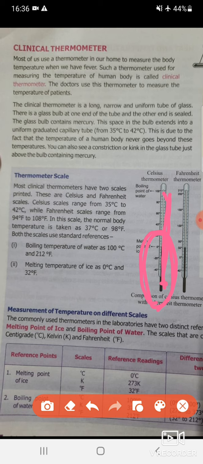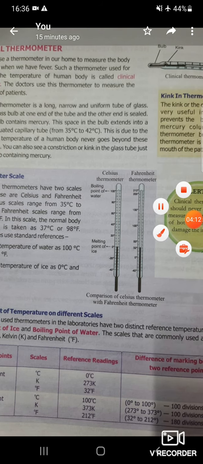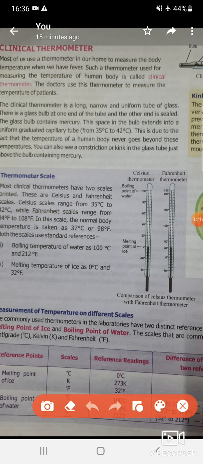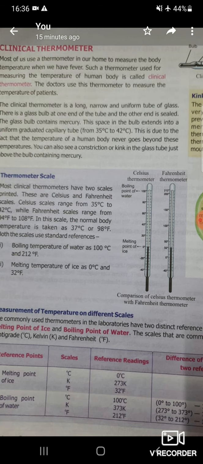Most clinical thermometers have two scales printed on them. One is the Celsius and another one is the Fahrenheit. Now the Celsius scale ranges from 35 degrees Celsius to 42 degrees Celsius. The Fahrenheit scale ranges from 94 to 108 degrees Fahrenheit, and normal body temperature is 37. When we talk about the temperature in Celsius, then 37 degrees Celsius is for a normal body and 98 degrees Fahrenheit is for a normal body, right?